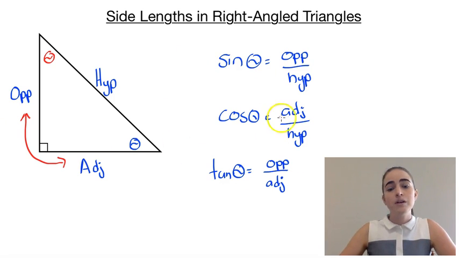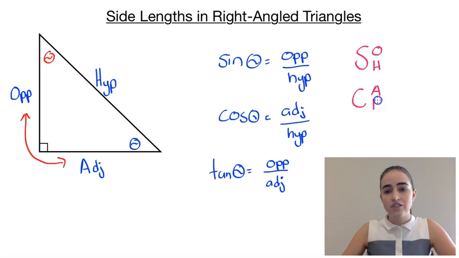Now the shortcut to remembering those three is the word SOHCAHTOA. Sine is opposite over hypotenuse, cos is adjacent over hypotenuse, and tan is opposite over adjacent. So let's have a look at how we can use those to find side lengths.